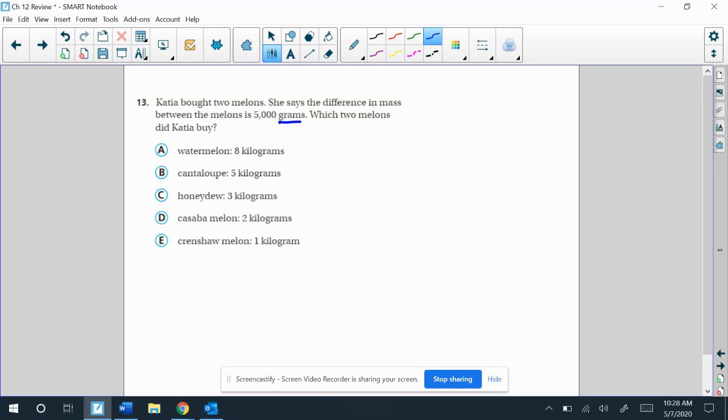So the first thing I need to do is I'm going to change all these kilograms into grams. So this is the metric unit. I'm going to use King Henry died by drinking chocolate milk. I'm going to put my 8 right there. And I'm going to grams, which is my base. So how many zeros am I going to put? 1, 2, 3. If I go to the smaller units, I am multiplying. So 8 times 1,000 is 8,000 grams.